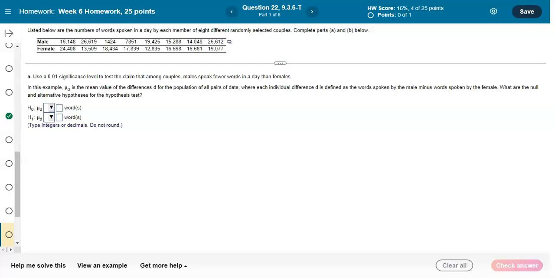In this video, we're going to see how we can conduct a hypothesis test for two means where the two populations are matched, sometimes called matched pairs. So this question says, listed below are the numbers of words spoken in a day by each member of 8 different randomly selected couples. Complete parts A and B below.